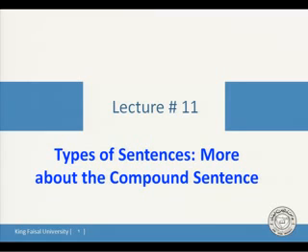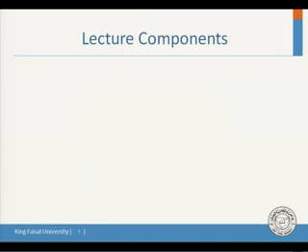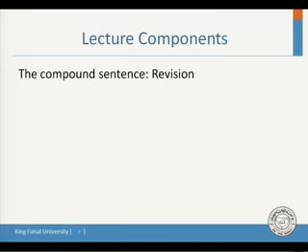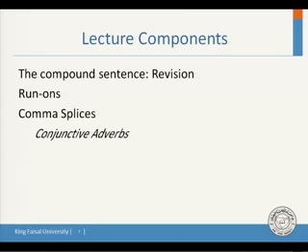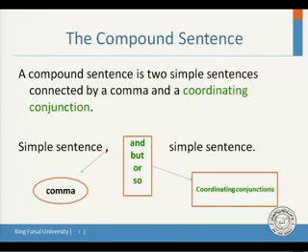This is lecture number 11 in the writing course, and it's also about the types of sentences, and we will talk more about the compound sentence. We talked about the compound sentence in lecture 10. Now again we have more about the compound sentence in lecture 11. Let's try to remember first what a compound sentence is. So we have some revision. After that we will talk about run-ons and comma splices and conjunctive adverbs. Okay, we have 4 components.